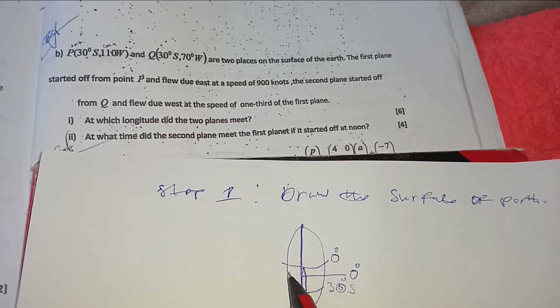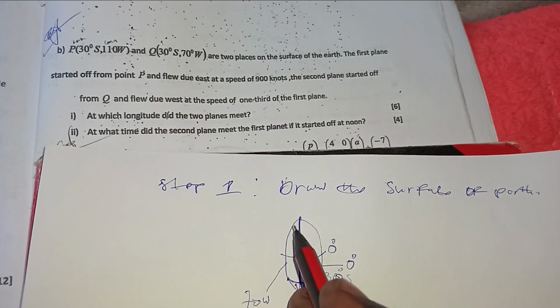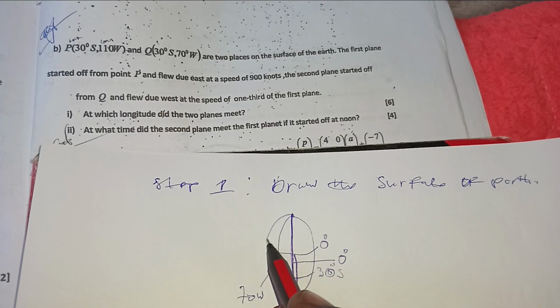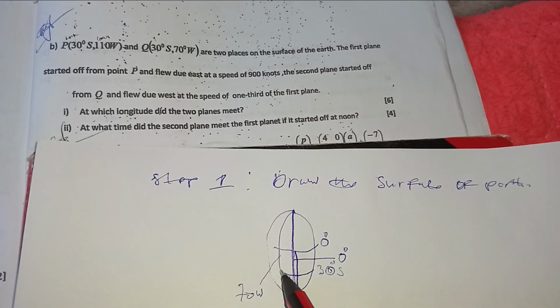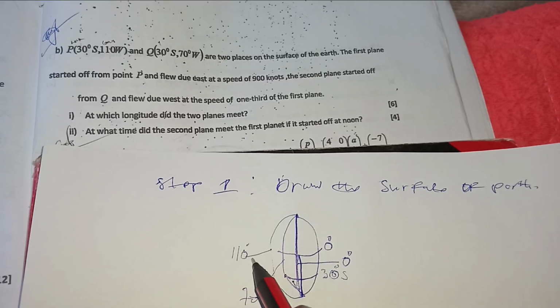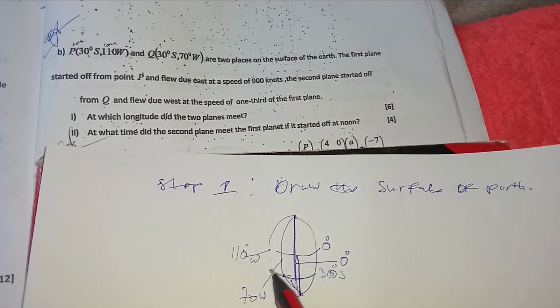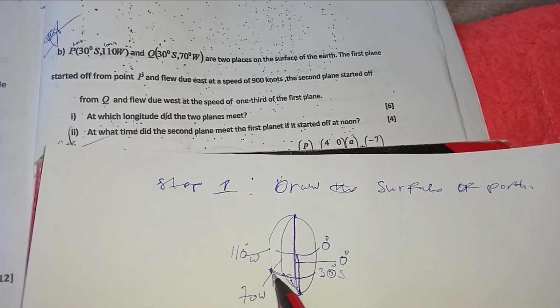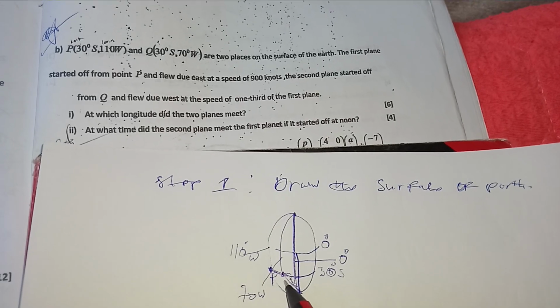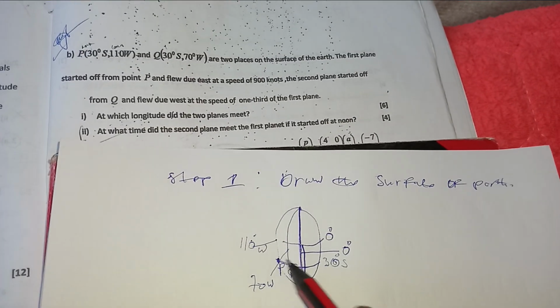So assume this is the line of longitude 70 degrees west. So 110 degrees west is somewhere here. So we can extend this one like this. So this is point P. This is point Q. So we have drawn the Earth's surface.